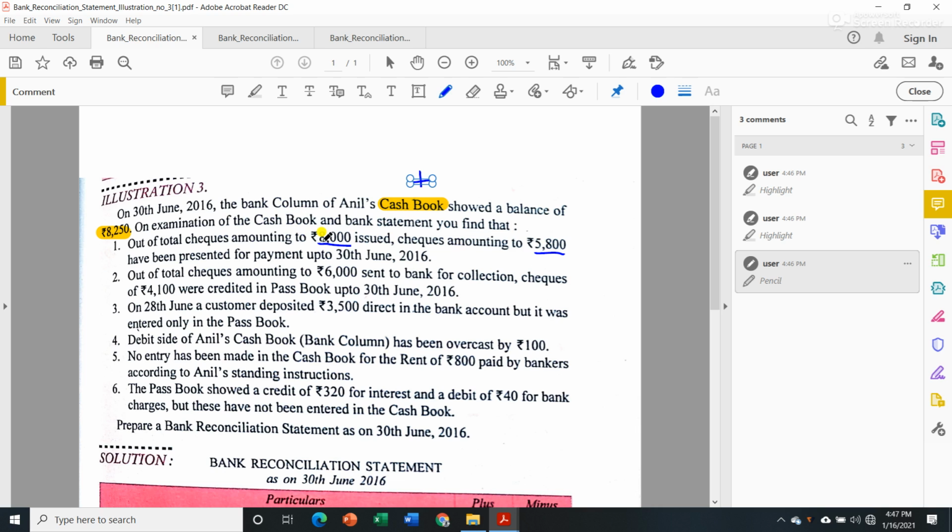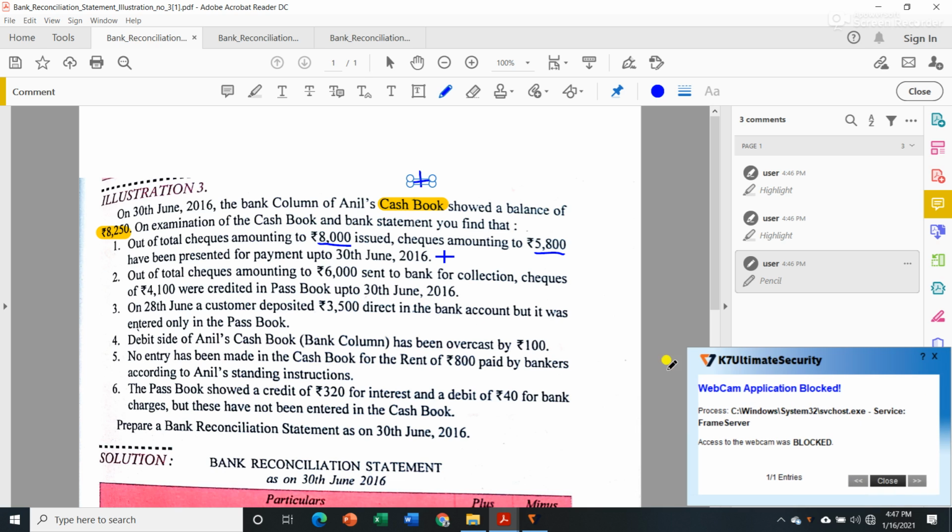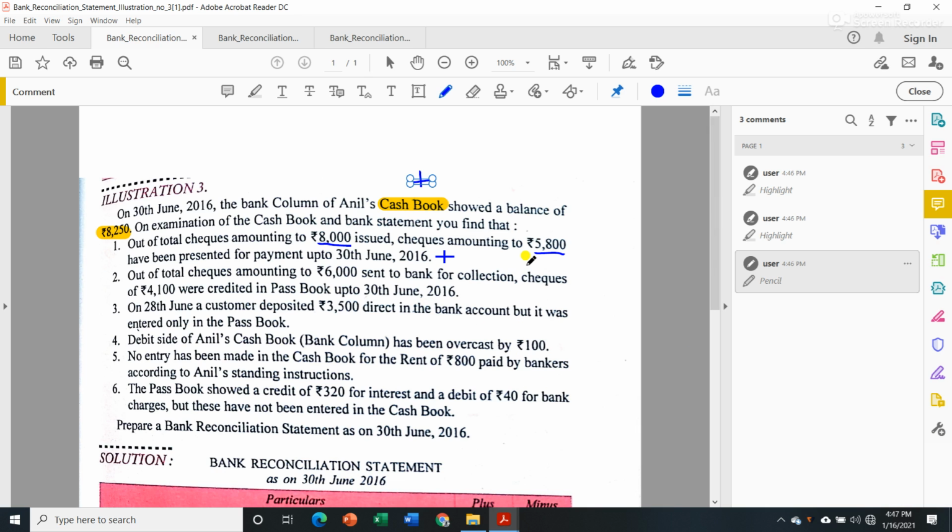So in the cash book we wrote that we paid 8,000, but according to our passbook we paid only 5,800. That means the remaining amount is showing more in our cash book. So that amount we have to add in our cash book, so that the balance of our cash book comes up and equates with our passbook.